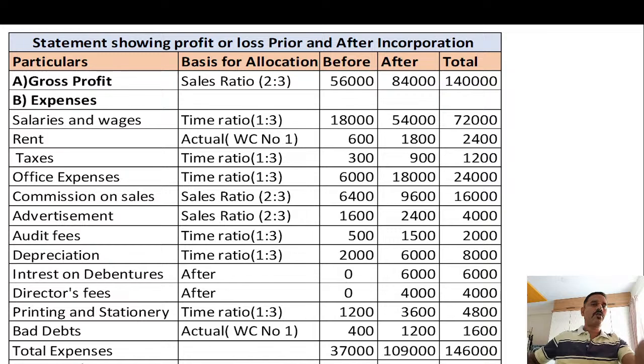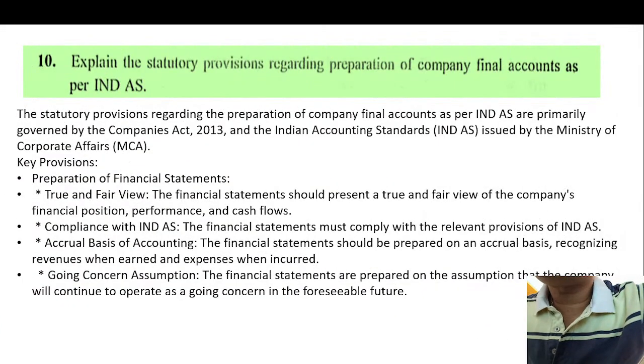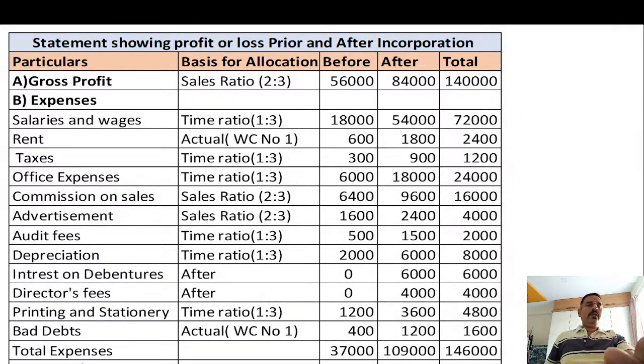So net loss or profit: before there is a profit, after there is a loss. So total loss will be 6,000, but after distributing before and after, before period there is a 90,000 profit, after it is a loss. So this type of statement you have to make in the problem.